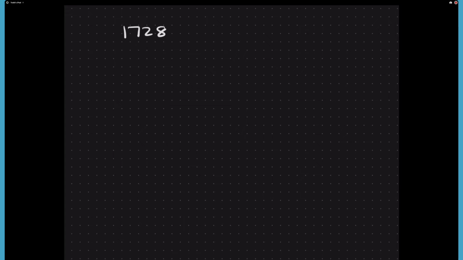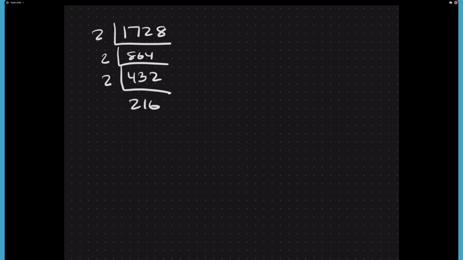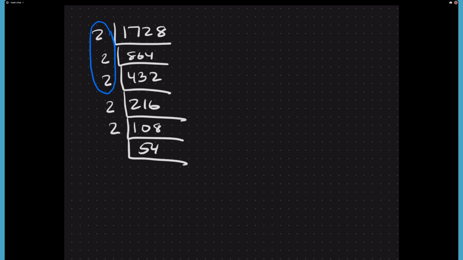Well, again, we use prime factorization. So 2 goes into here, leaving us with 864. 2 goes into there, leaving us with 432, and 2 goes into there, leaving us with 216. At this point, you should recognize that we have 3 2s. There is a triple, so 2 is going to be part of our final calculation. If we continue on, we can see 2 goes into here, leaving us with 108, 2 to 54, and finally 2 down to 27, leaving us with another triplet right there.